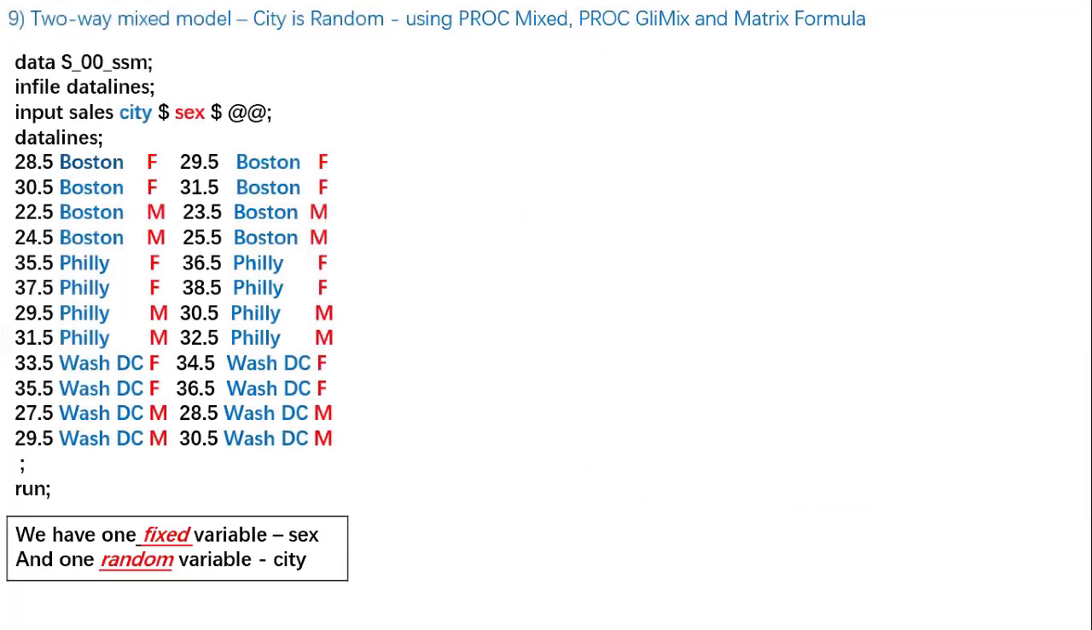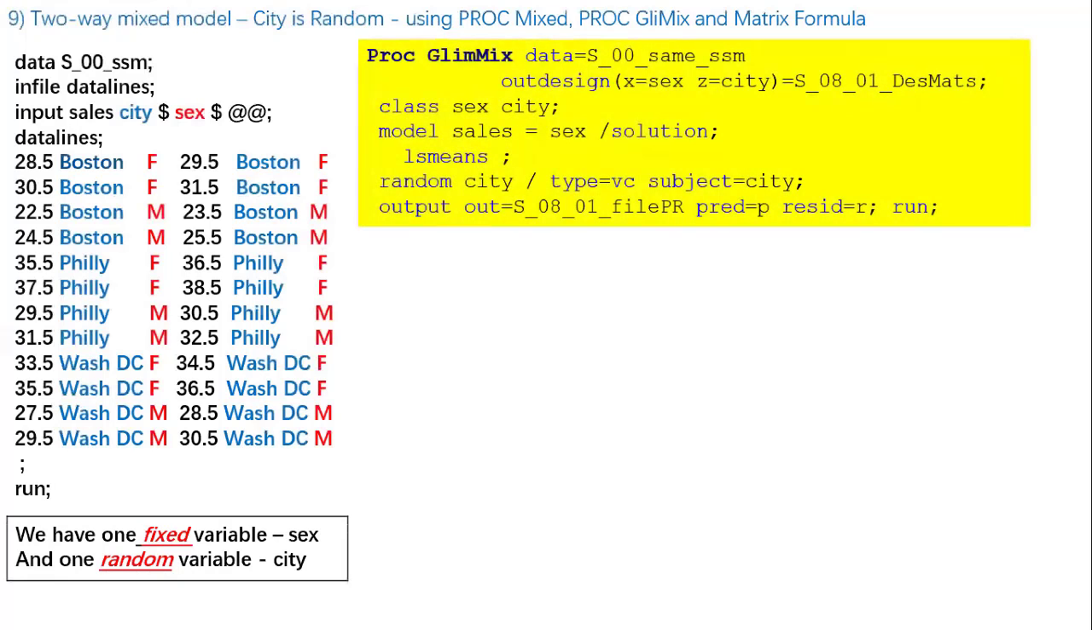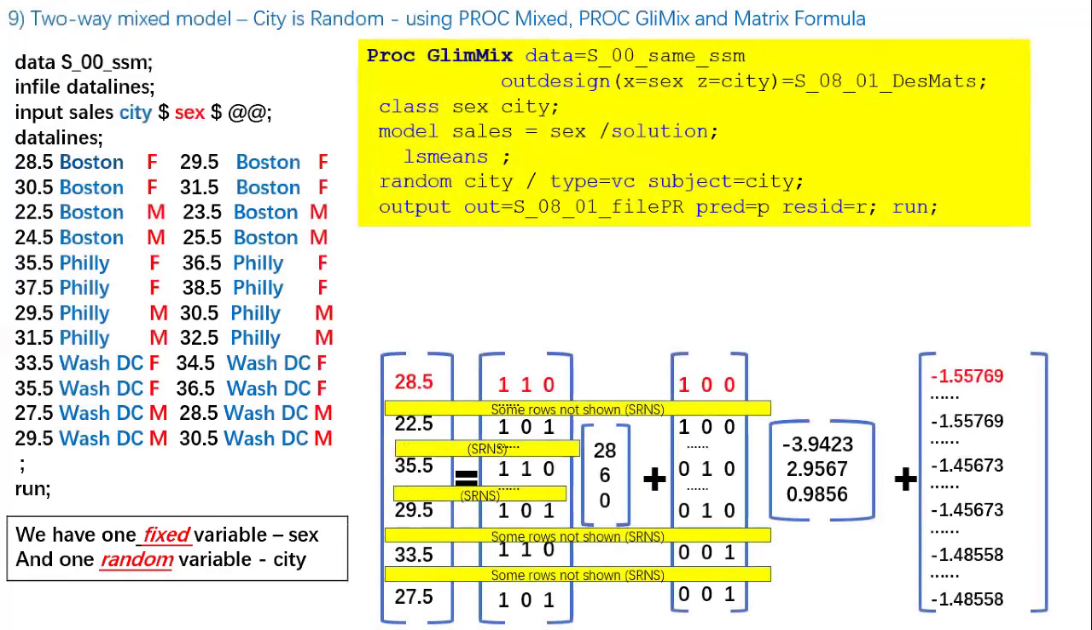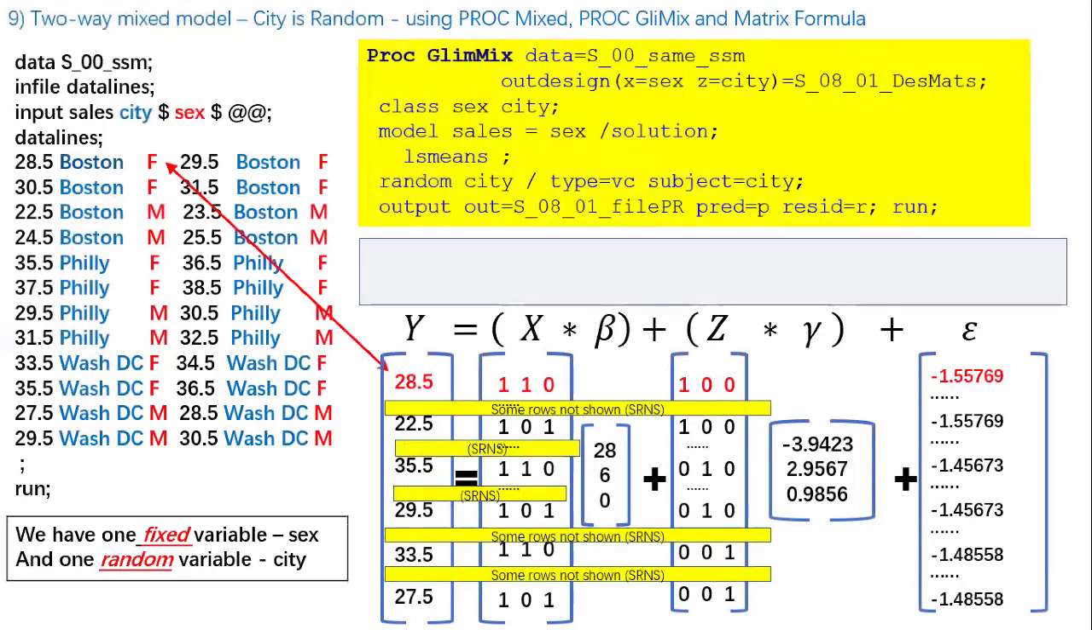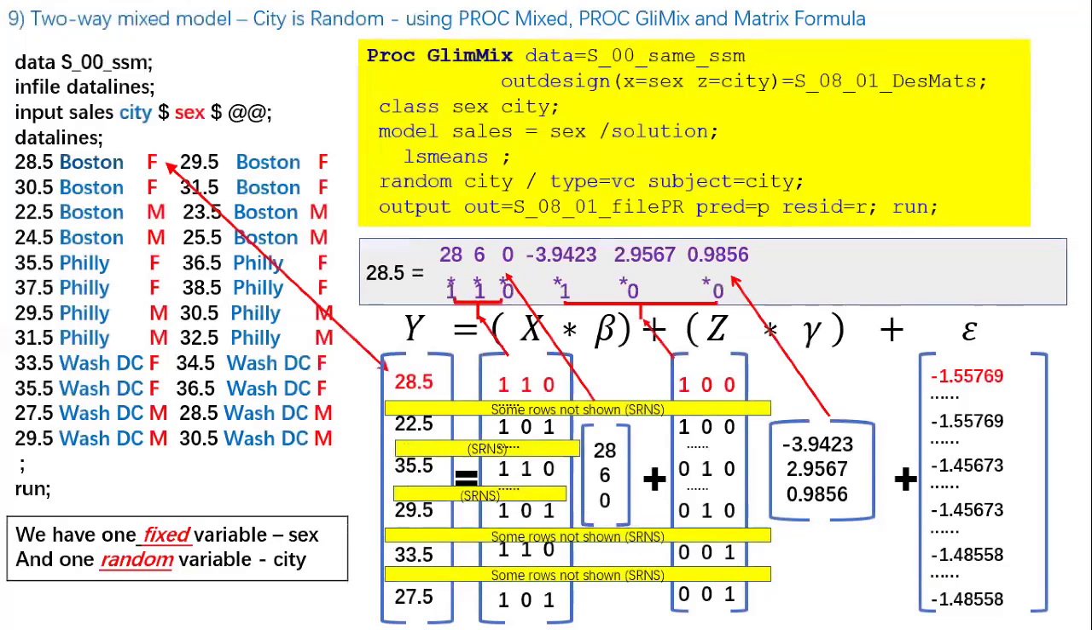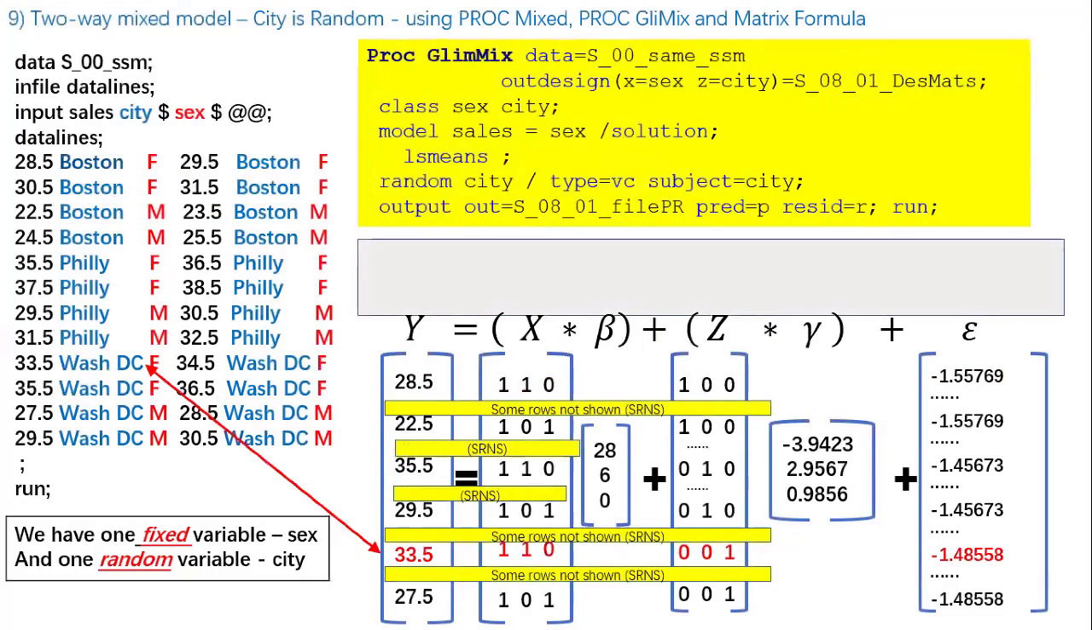This is our data. We use proc mixed. And this is our matrix function. So the first example is Boston female. And when we use the matrix formula, we will get the predicted value. And when we compare the observed and predicted value, we will get the error. It's negative 1.55789.